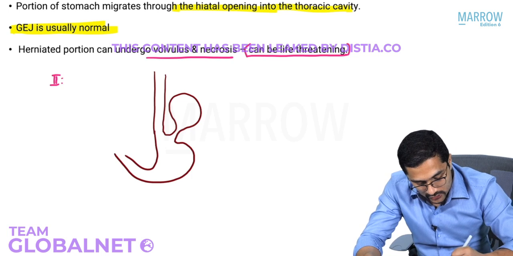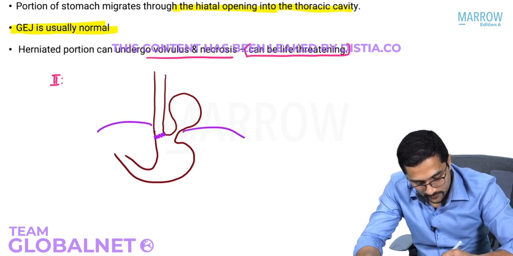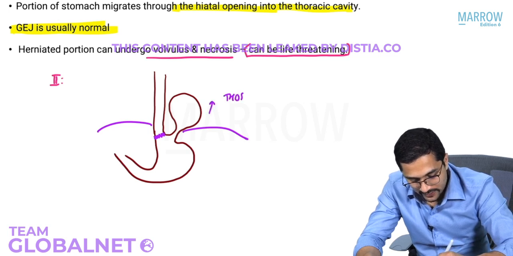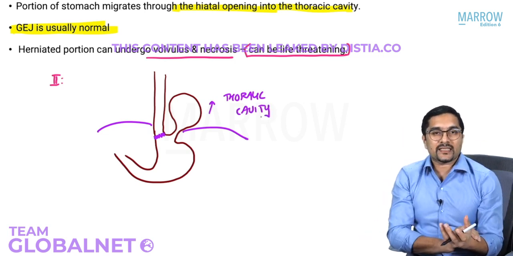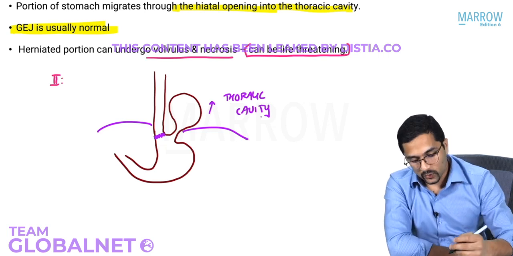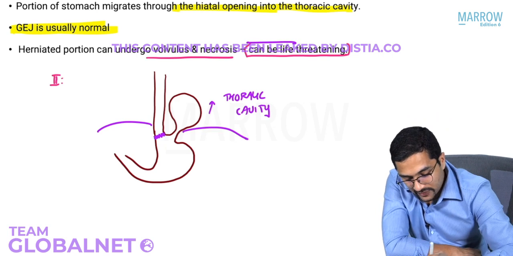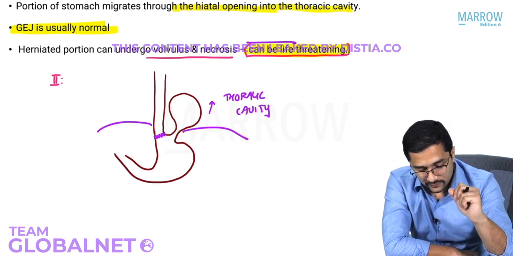The GE junction is usually intra-abdominal, and this is the portion of the stomach which has gone into the thoracic cavity. This portion of the stomach which has gone into the thoracic cavity can undergo volvulus and necrosis, and that is why this can be life-threatening. That is why type 2 hernias can be life-threatening.